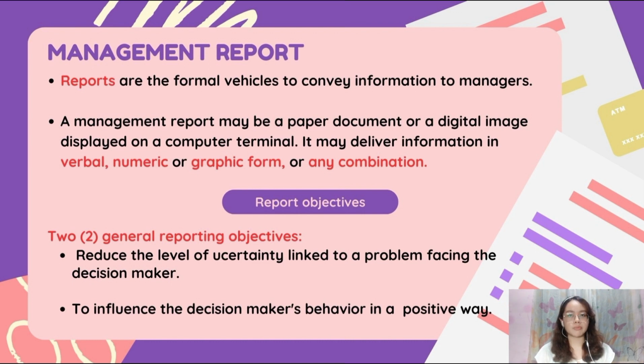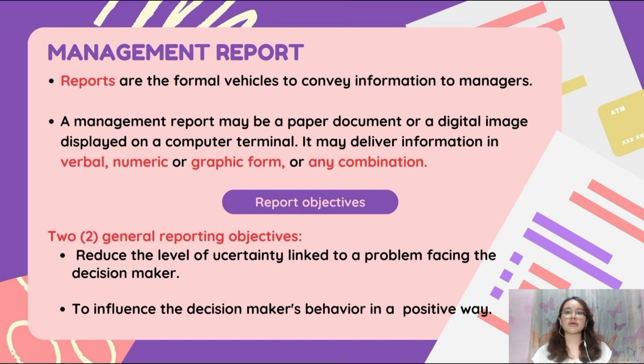Relatedly, we have general reporting objectives, which has two. The number one objective is to reduce the level of uncertainty linked to a problem facing the decision maker. In essence, decision makers are better able to make well-informed decisions, effectively manage risk, and produce better results when there is less confusion. It helps improve the quality of decisions and supports companies in navigating opportunities and challenges with greater confidence and clarity.